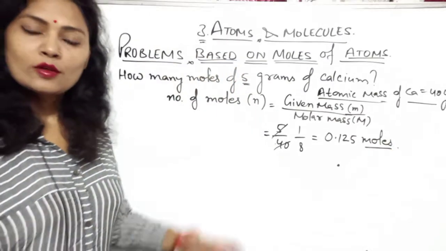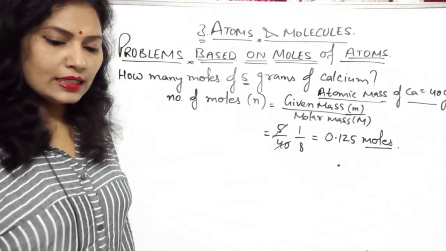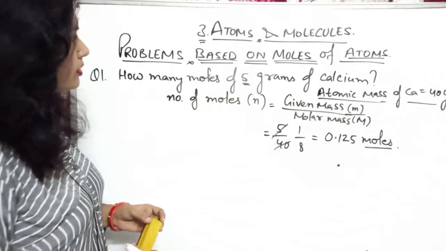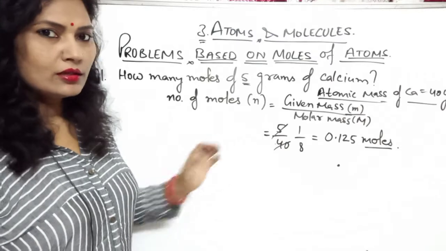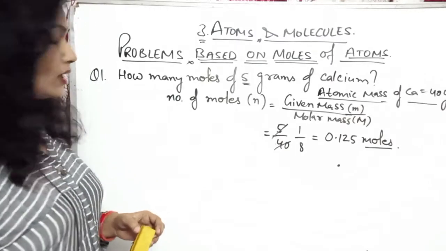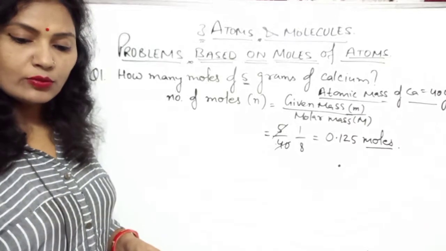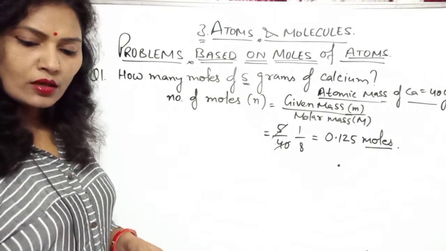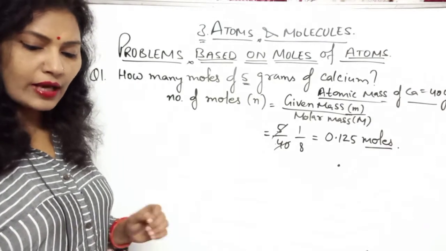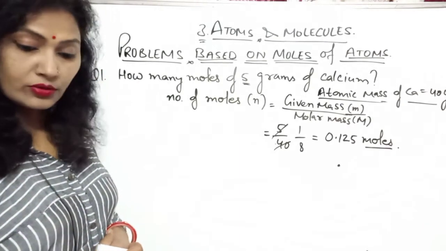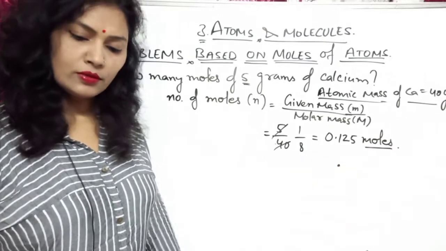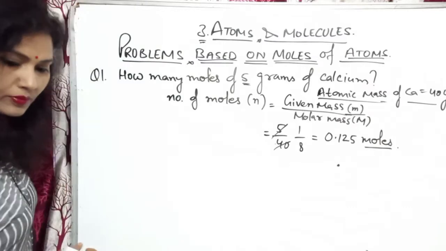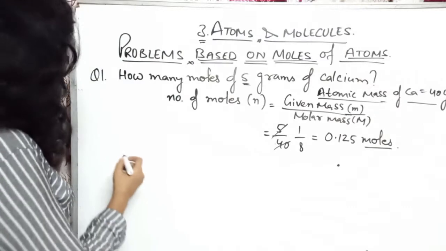So this problem, based on the moles of atoms, is complete. You can say that 5 gram of calcium constitutes 0.125 moles of calcium. Now let us take the second problem.